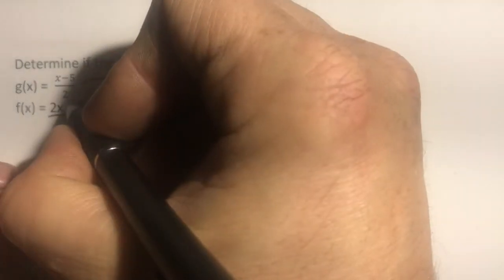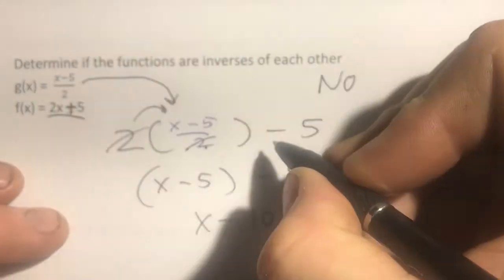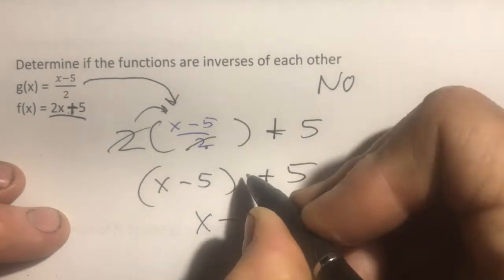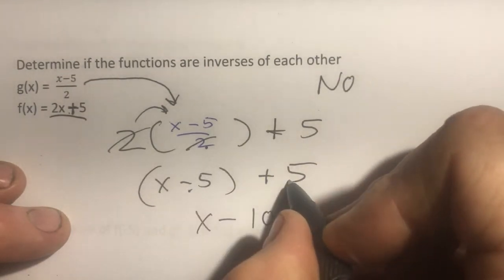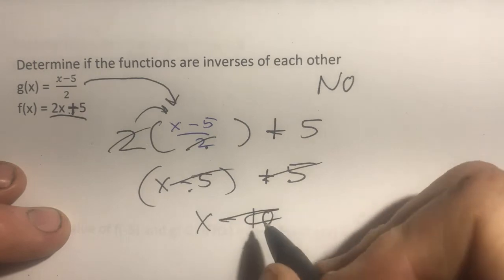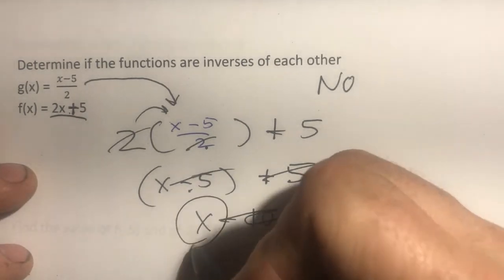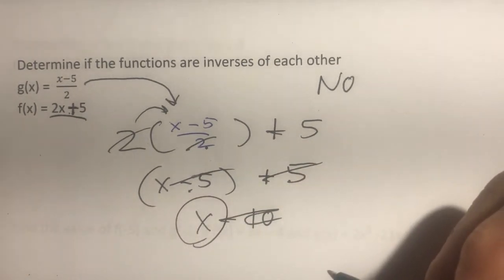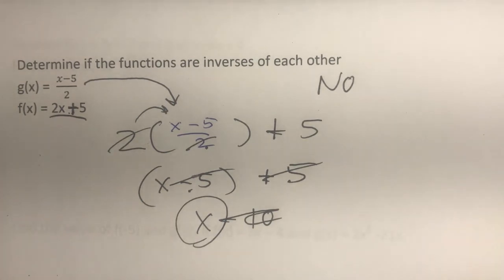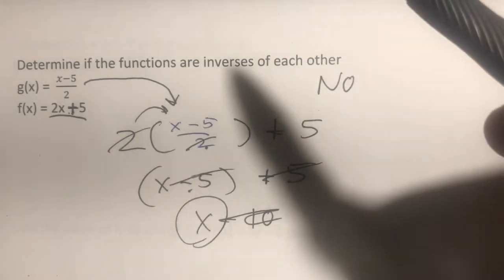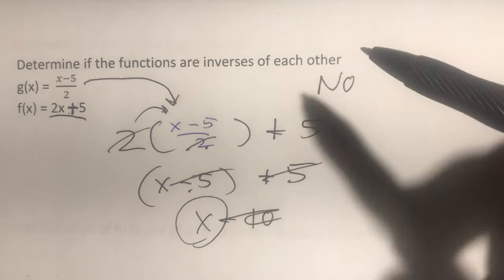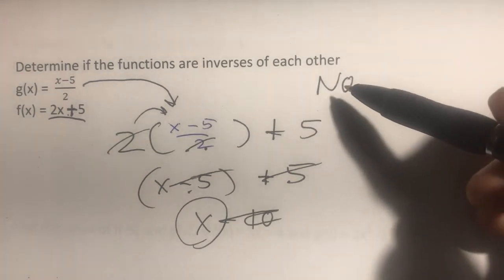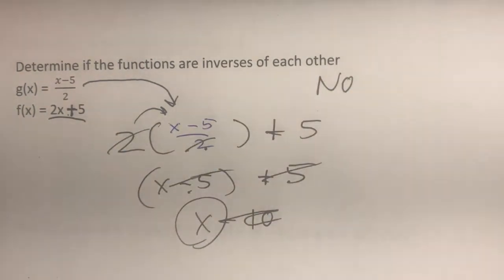Now, had this been a plus right here, then I would have negative 5 plus positive 5. They would have canceled, and it would have just been x, and they would have been inverses then. So you got to watch out for that. I even was looking at it, speculating at first that they were inverses, but they weren't. But if that was a plus, they would have been.